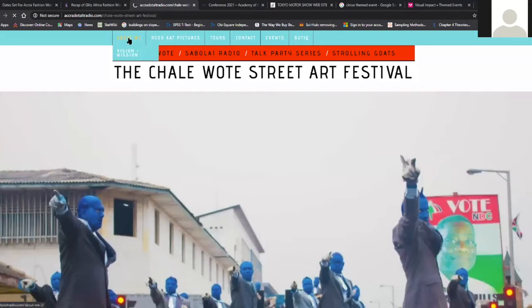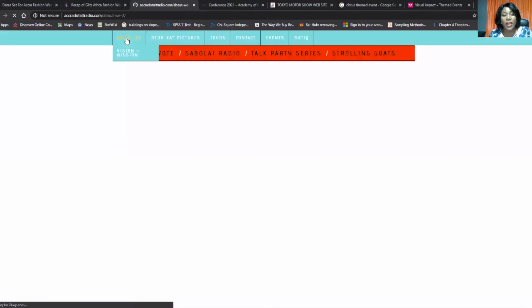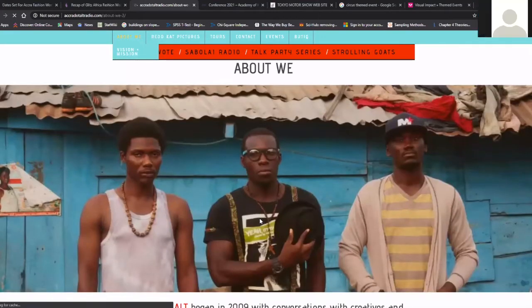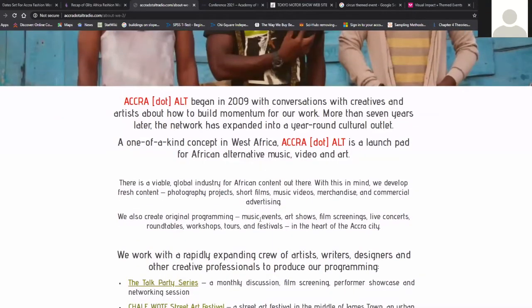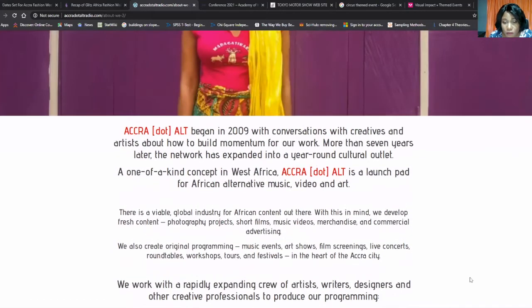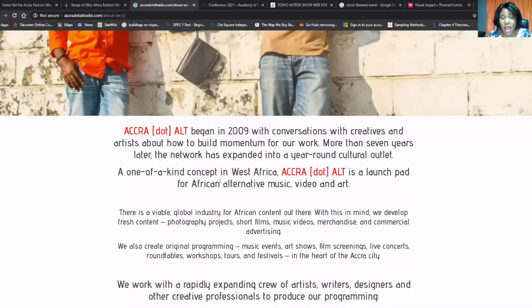So this page is owned by Accra.org Radio. And they are a group of some of them are African Americans, some of them are Ghanaians. And they came together to try to promote arts in West Africa. So we see from the screen that they said it started as a result of conversations with creatives and artists about how to build momentum for their work. So here, can we see the concept of idea generation at work?